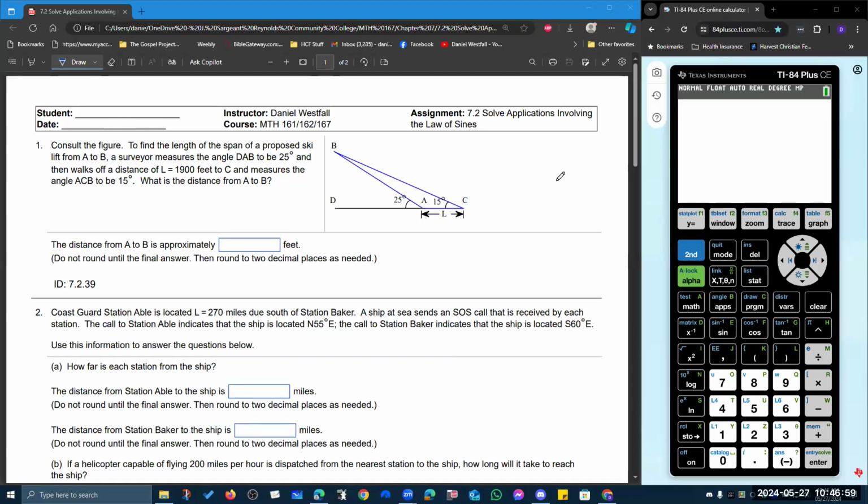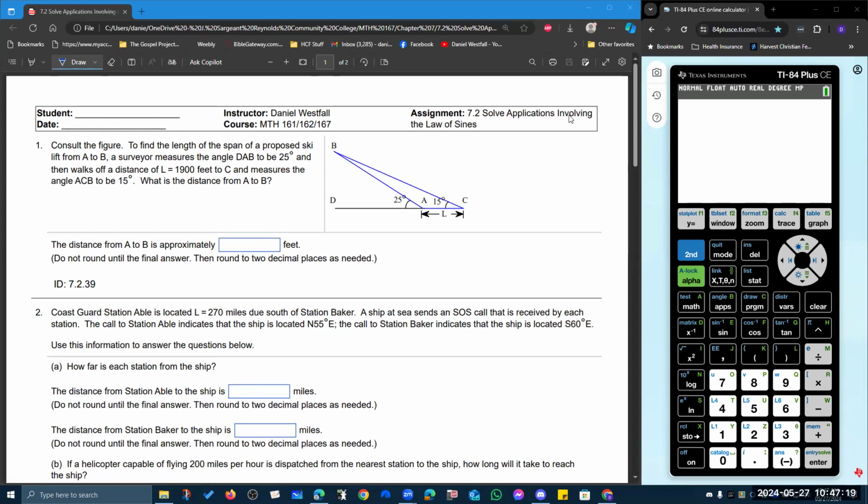In this video, we're going to solve applications involving the law of sines from 7.2. Let's go ahead and get started here. Let's consult the figure, and we want to find the length of the span of a proposed ski lift from A to B. We're really just looking at this triangle that's in blue here.